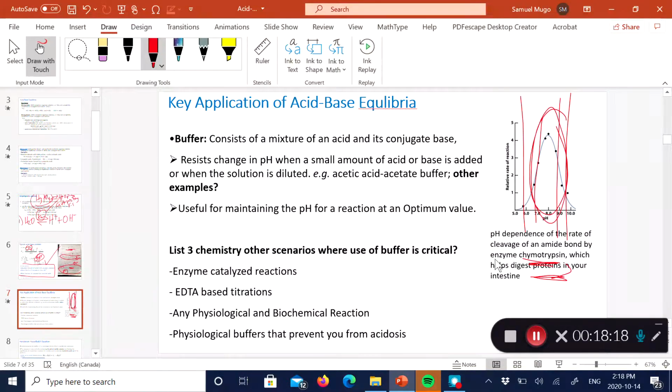the proteins. Maybe other types of examples of where buffers are critical is if you're doing EDTA types of titrations, all right?